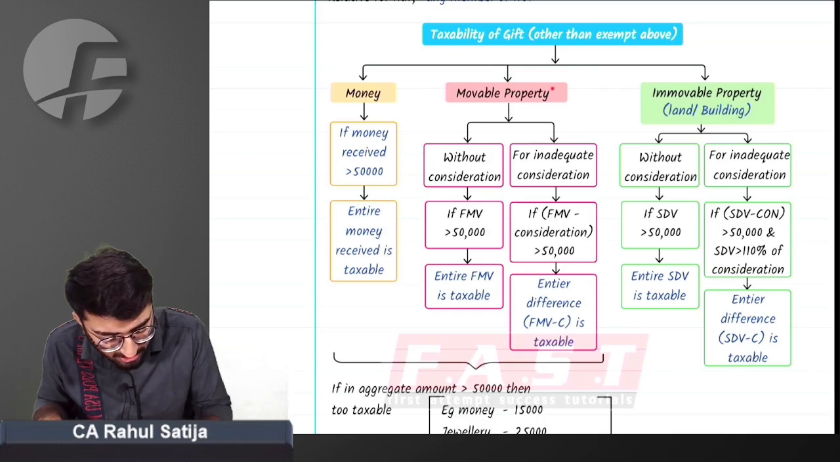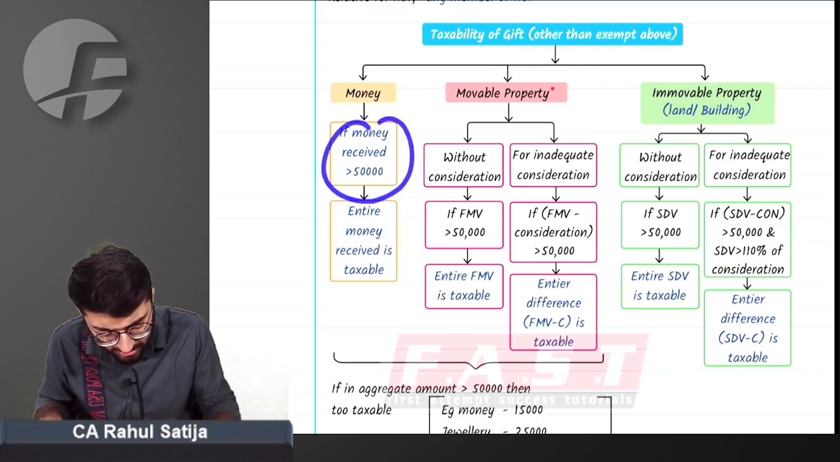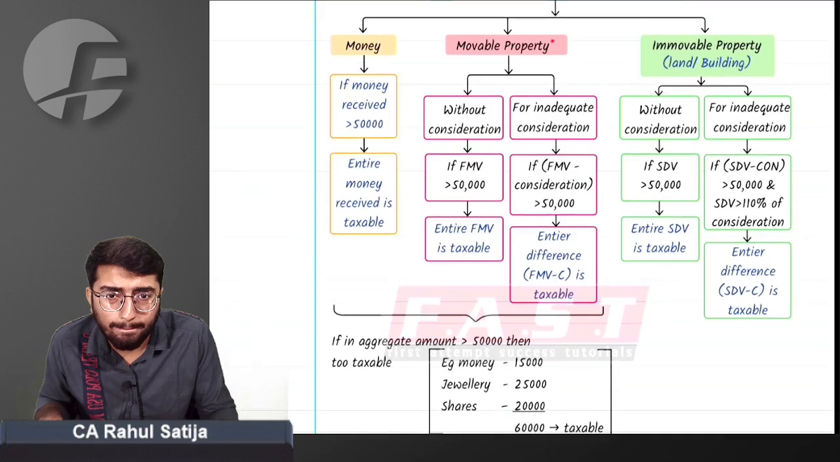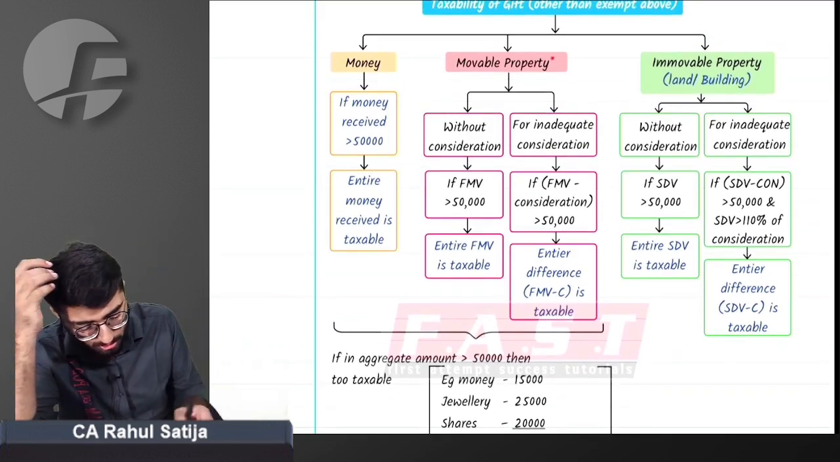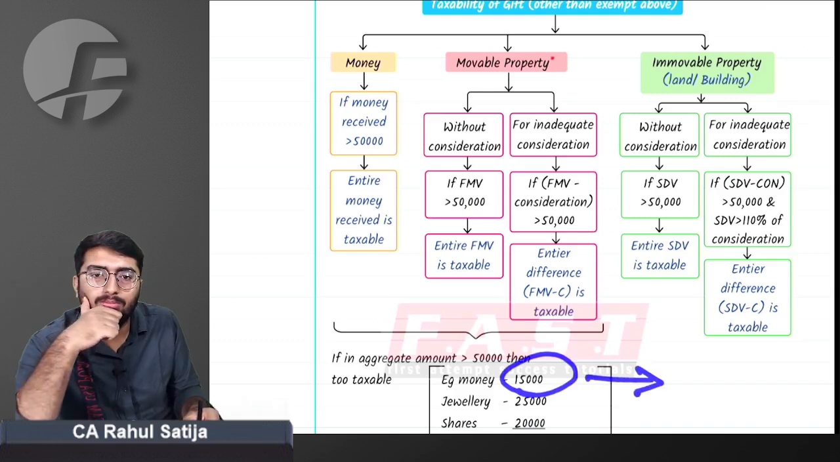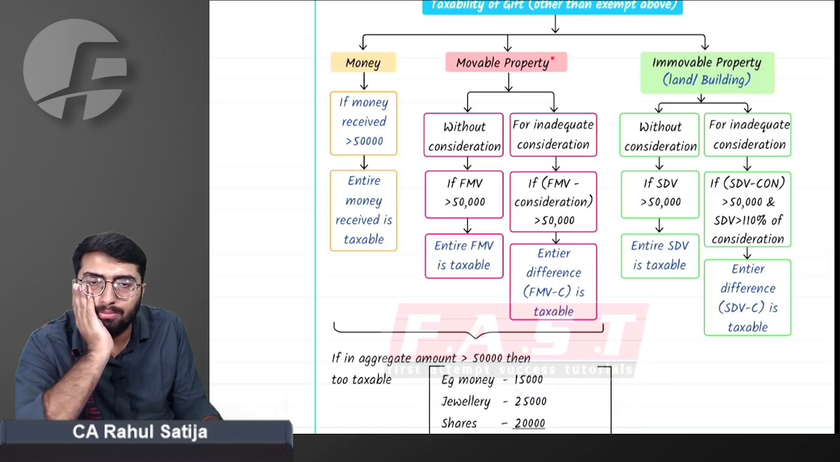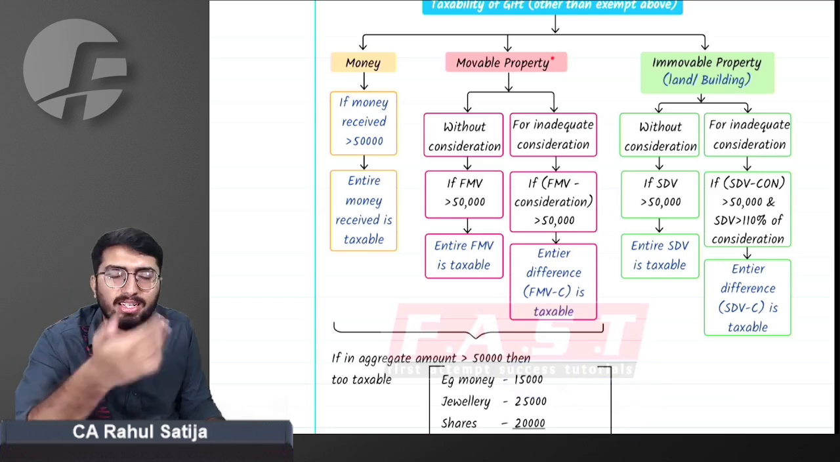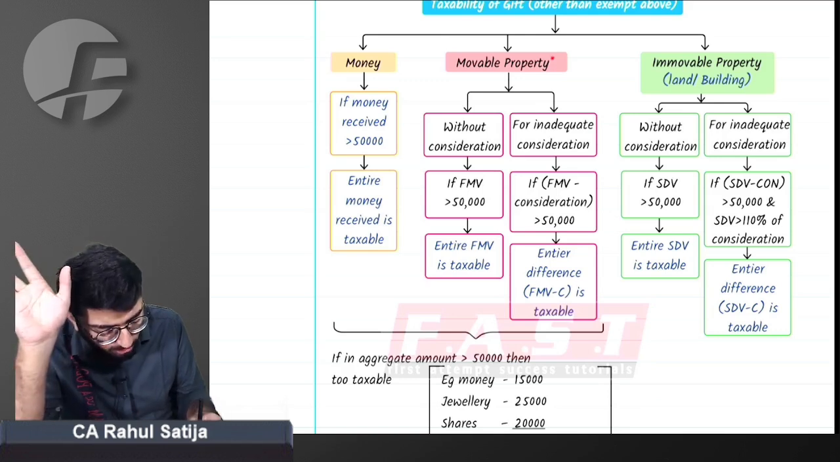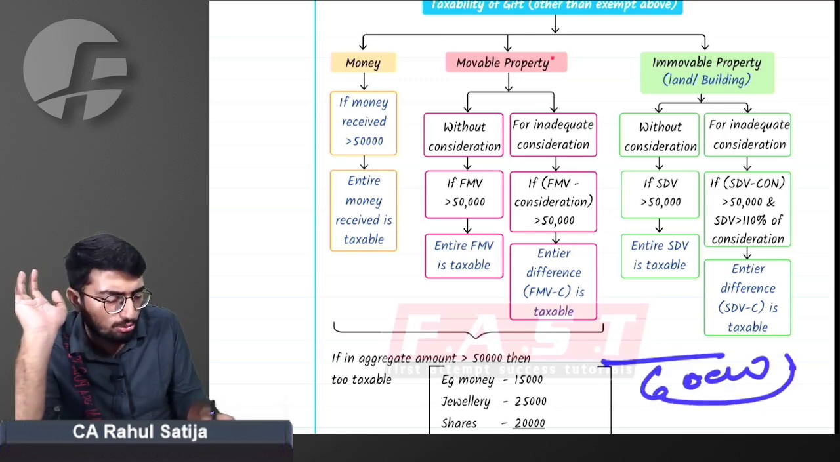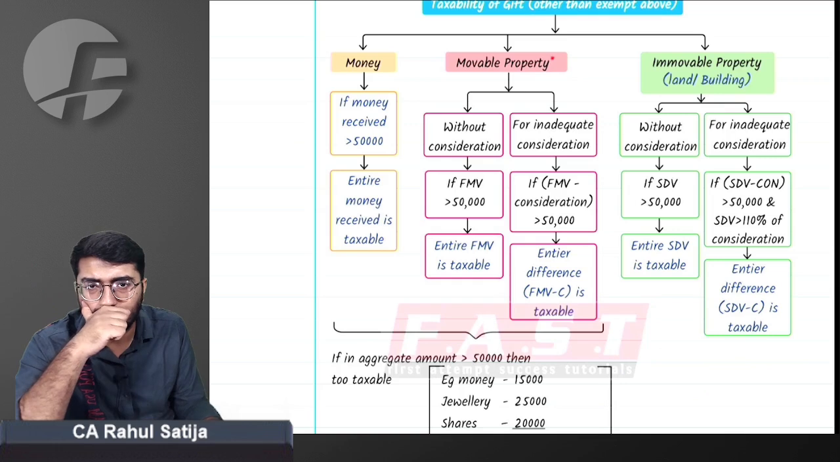Sir, while considering 50,000 rupees, for example, somebody receives money rupees 15,000, jewelry rupees 25,000, and shares worth rupees 20,000. These are the freebies, or gifts, I should say, that they have received. Sir, what is the total? Total is 60,000 rupees.